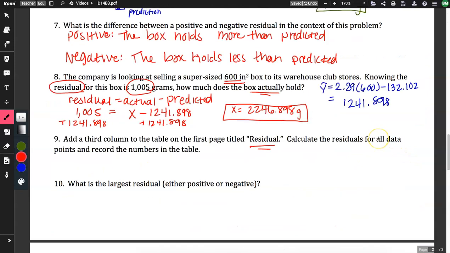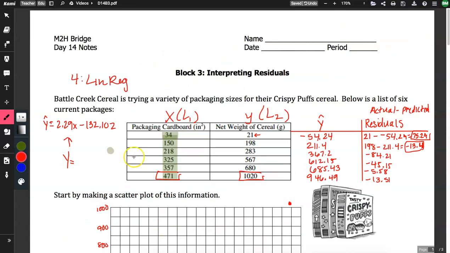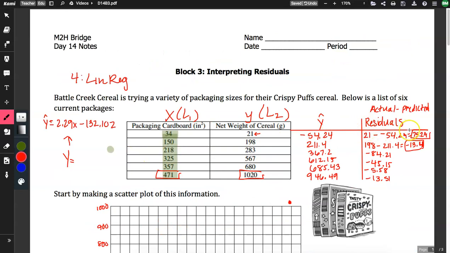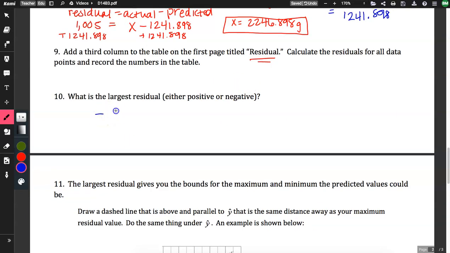So we did number 9. We calculated residuals. And it says, what is the largest residual, either positive or negative? So scroll back up. Looking at our residuals, it looks like our largest one, it doesn't matter whether it's positive or negative, so look at the number, is the negative 84.21.